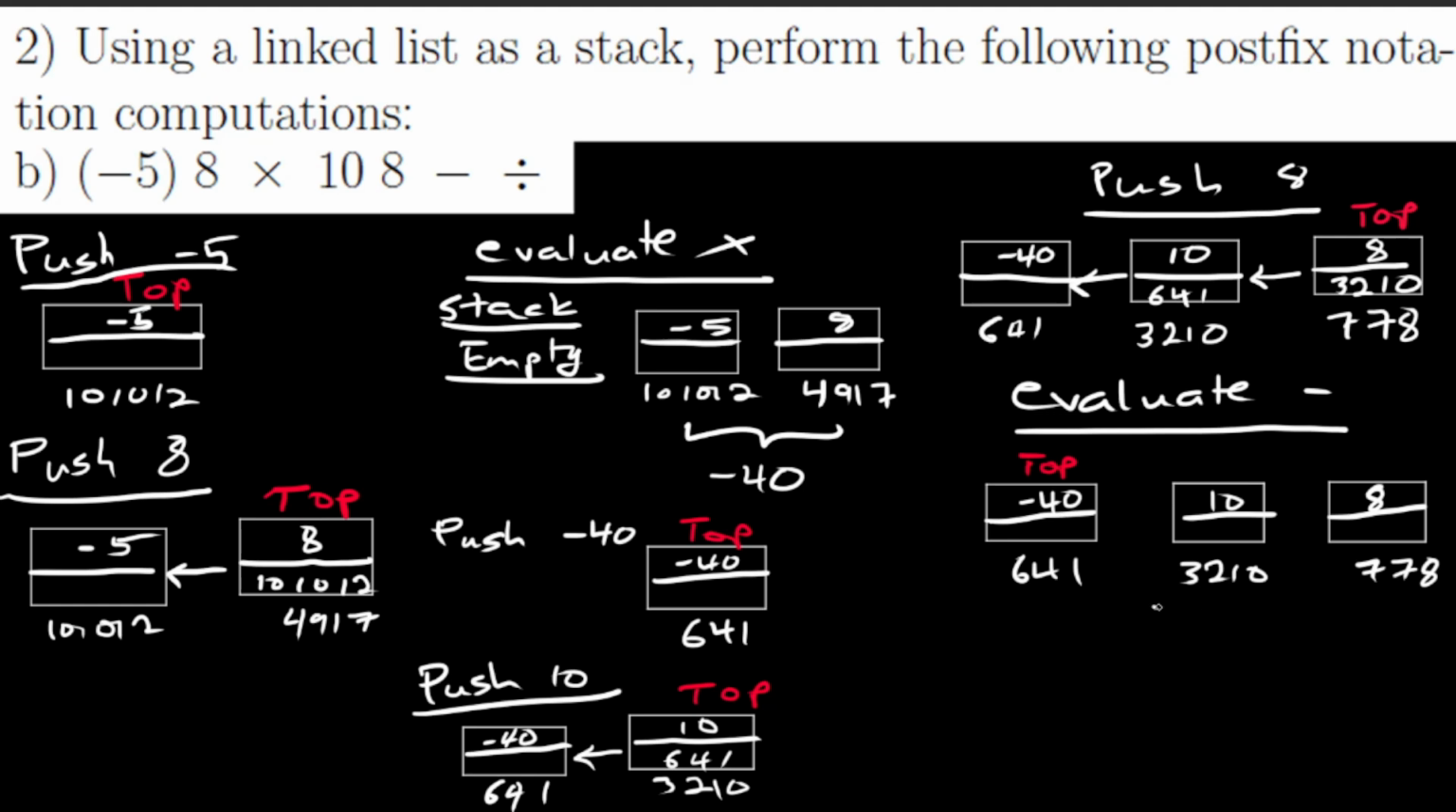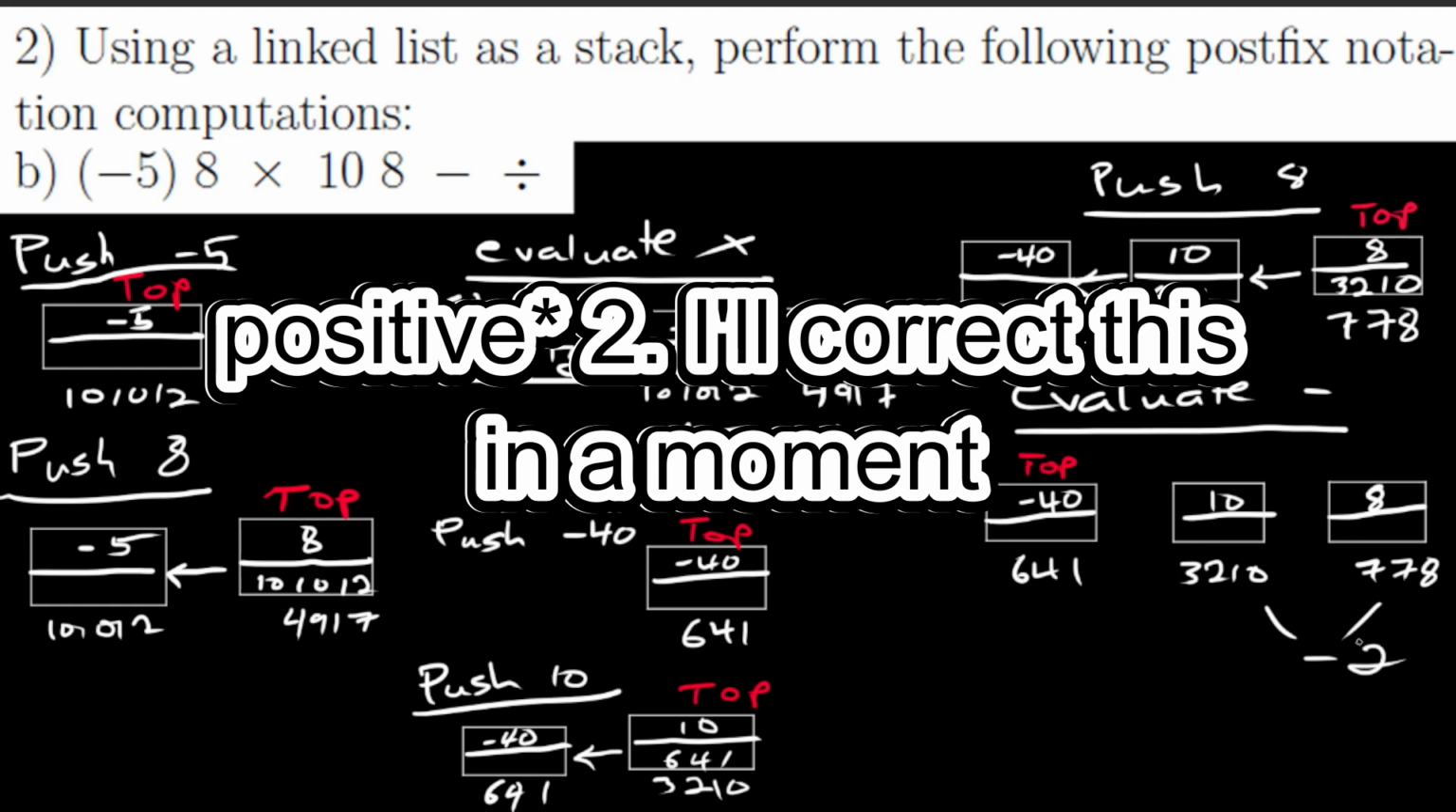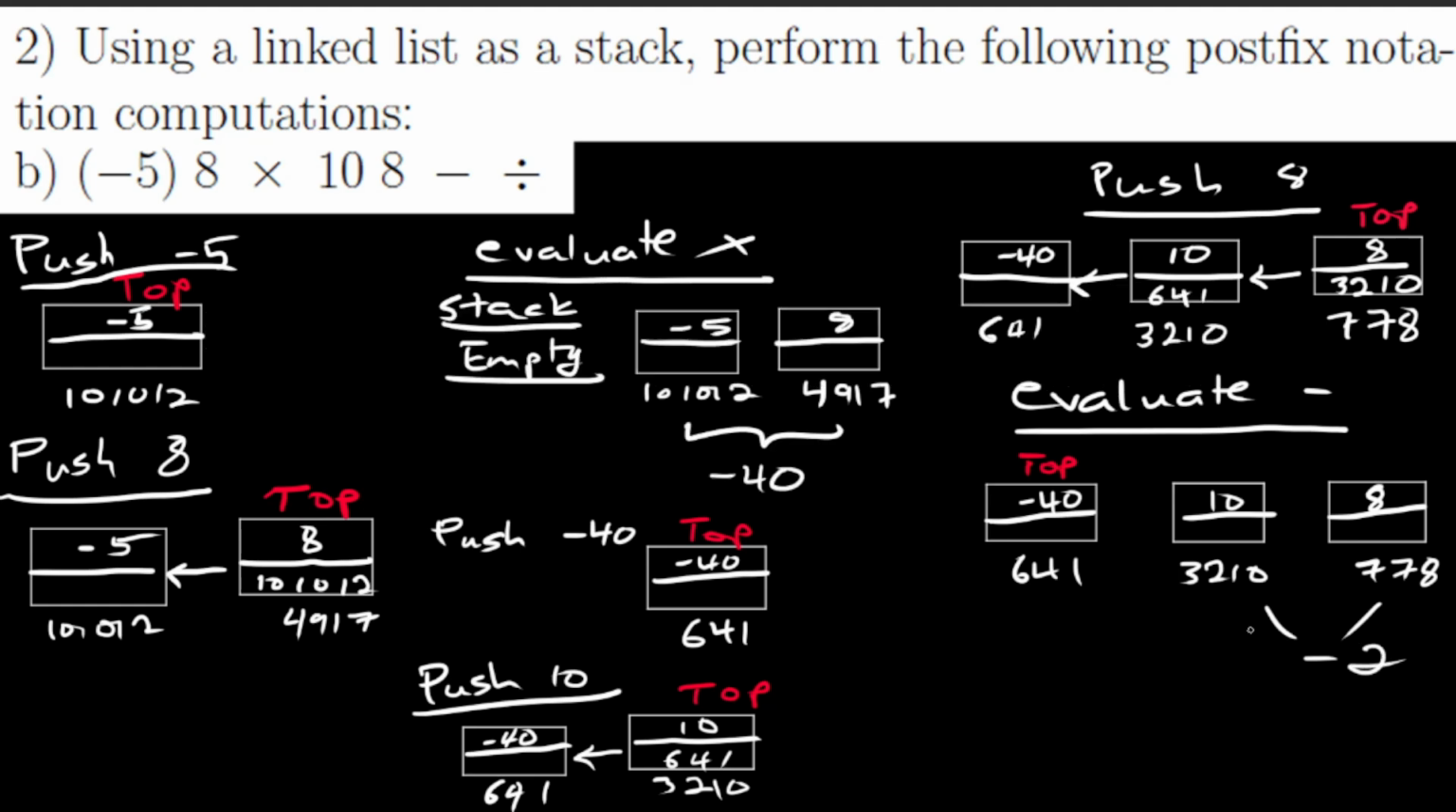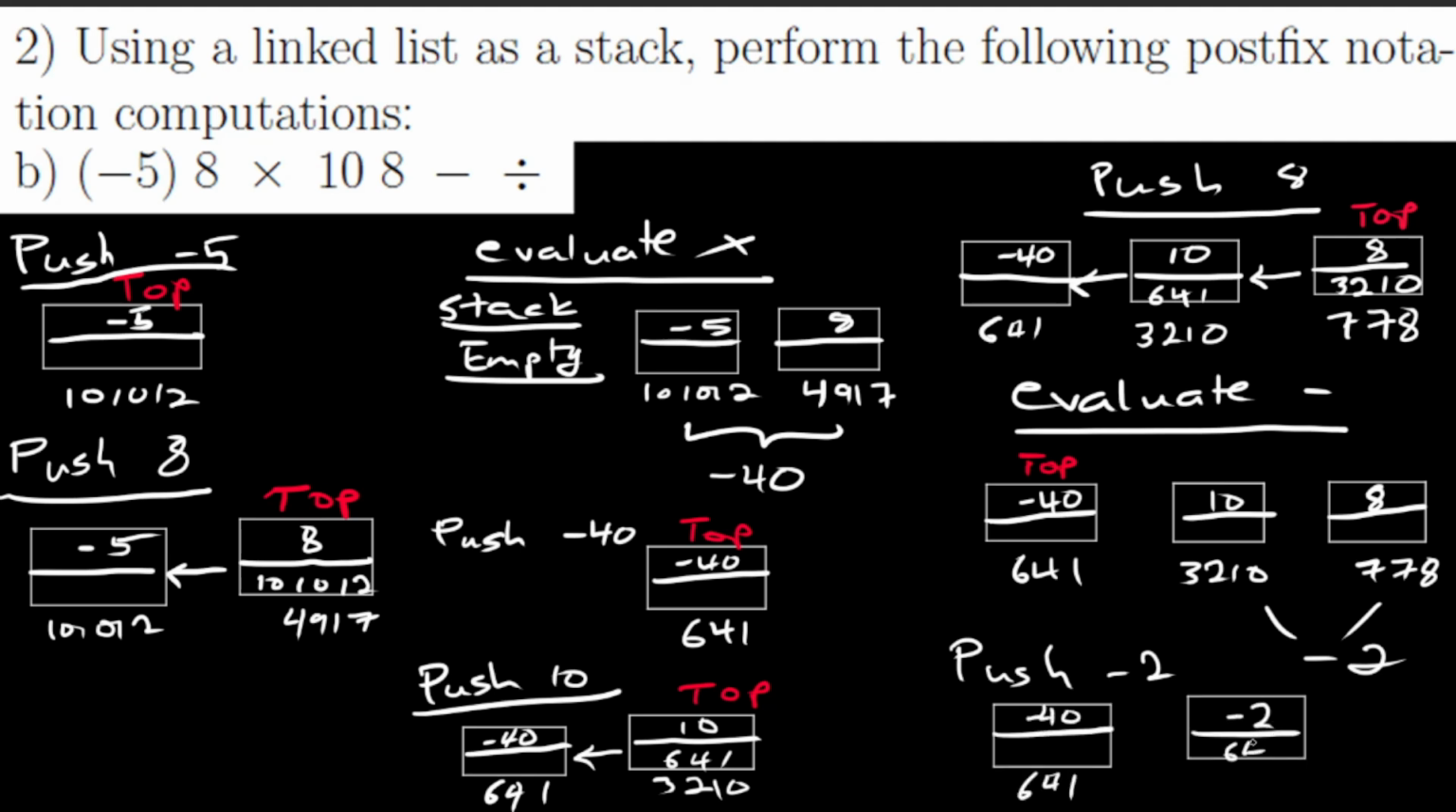Okay, so after popping, these 2 pieces of data are no longer linked into the list, so they have no pointers there. And our new top is going to be, well, just the last piece of data in the stack, right? So that is this minus 40 here. So now that we have these two pieces of data sort of free from the stack, we can evaluate them with subtraction. So we do 10 minus 8, which is going to be negative 2. And then we push negative 2 onto our stack. And so now our stack looks like this after we evaluate with the minus sign.